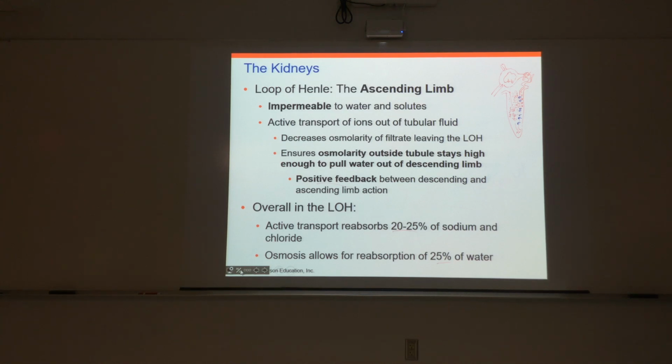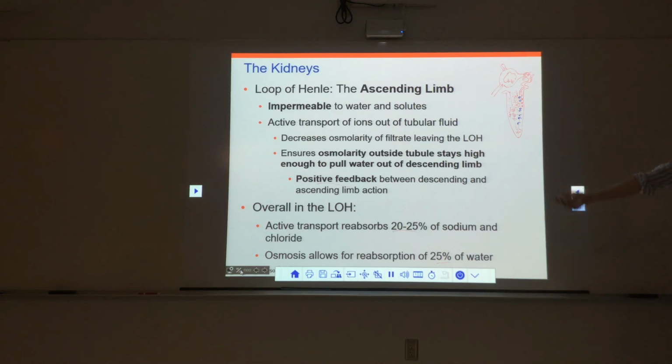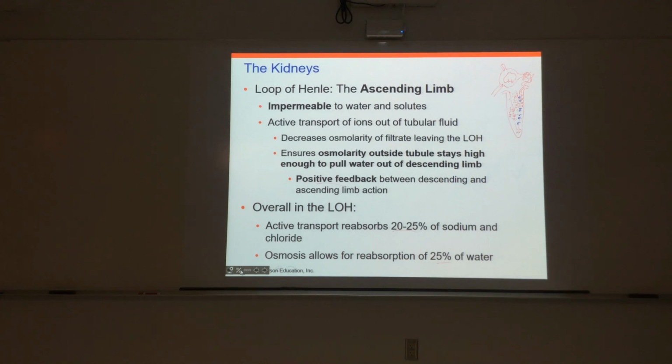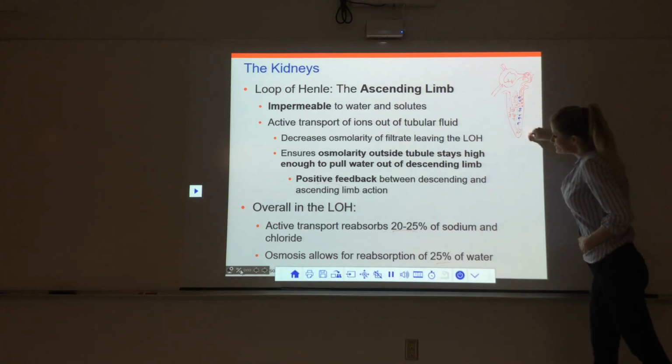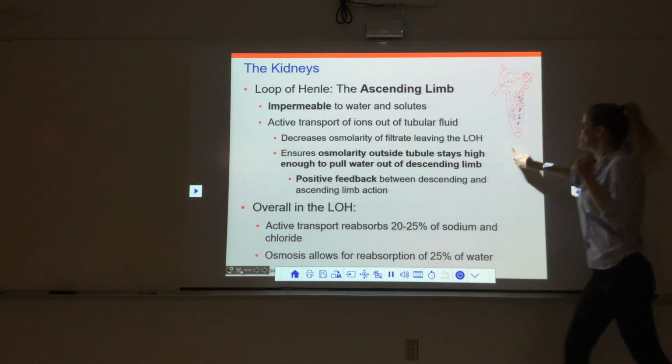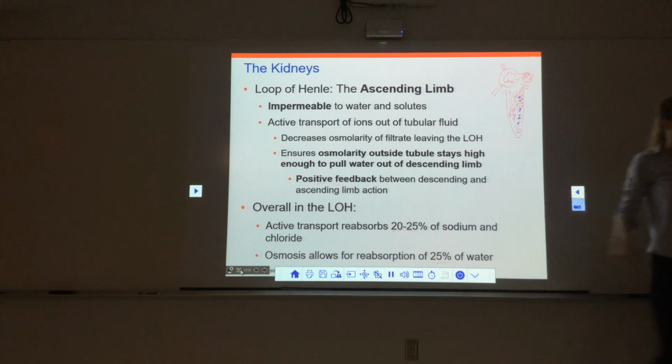So what was happening primarily in the PCT? Reabsorption. Reabsorption of 100% of organic nutrients, and then a lot of everything else, right? A lot of water, a lot of sodium and chloride. Most, or a big, huge chunk of the volume of filtrate got reabsorbed in the PCT. Then what's reabsorbed in the descending limb? Water. What's reabsorbed in the ascending limb? Primarily sodium chloride.